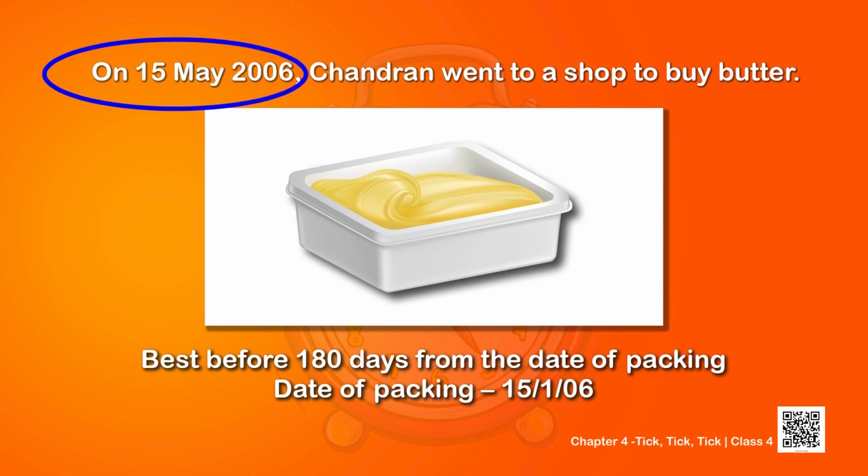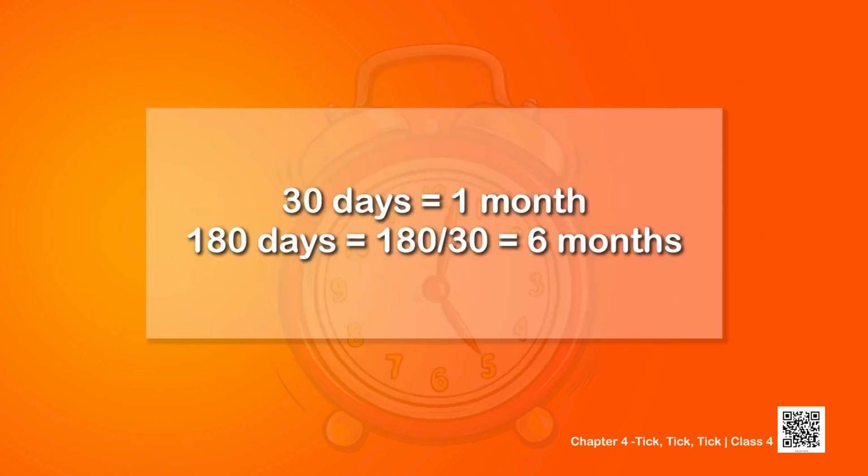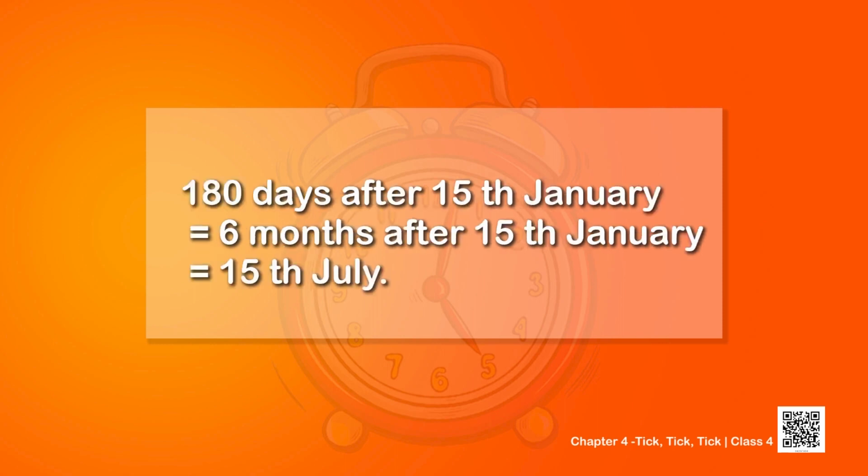We need to calculate the expiry date. In which month the butter was packed? Yes, in January. Which month will it be after 180 days? If we take 30 days is equal to 1 month, 180 days is equal to 180 divided by 30, which is equal to 6 months. So, 180 days after 15th January is same as 6 months after 15th January, which is 15th July.